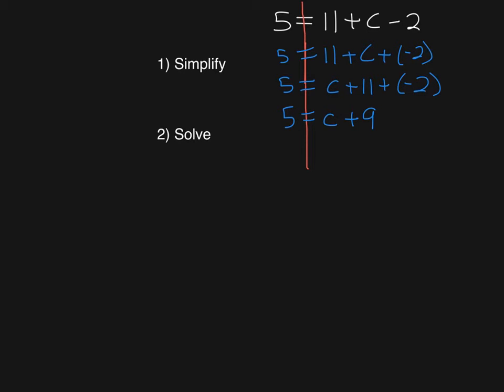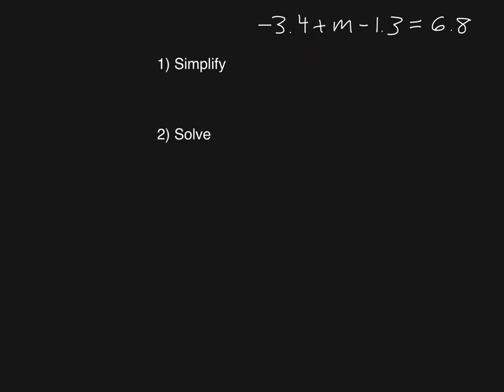So now I can use my inverse operation here to solve. Since it says c plus 9, I'm going to want to subtract. That's my inverse operation, minus 9. Now, 9 minus 9 is 0, so we're left with c equals negative 4. And that is our answer. C equals negative 4.